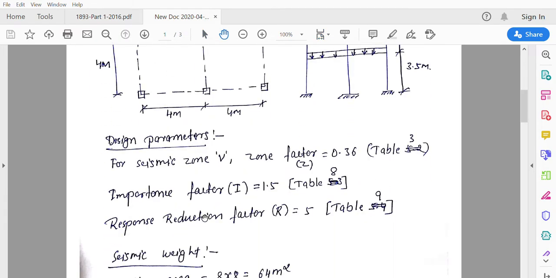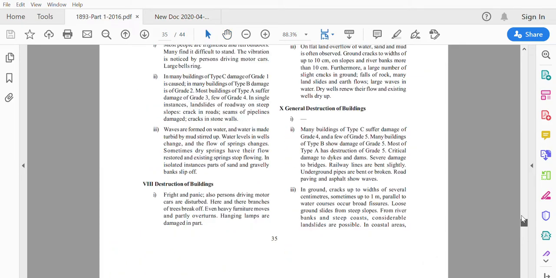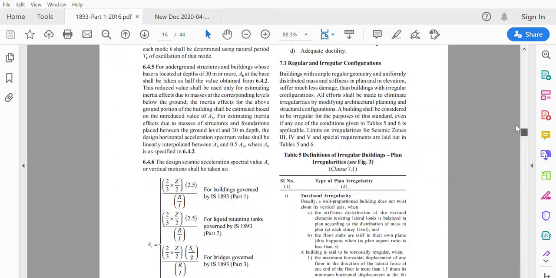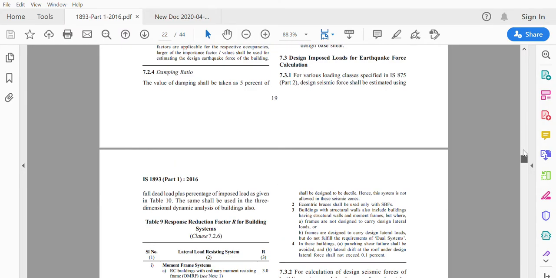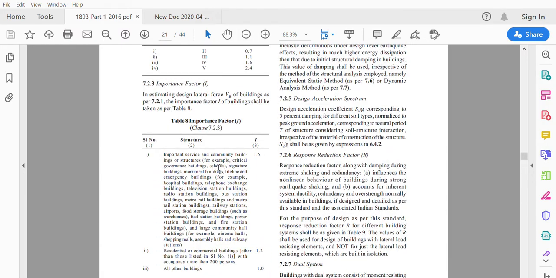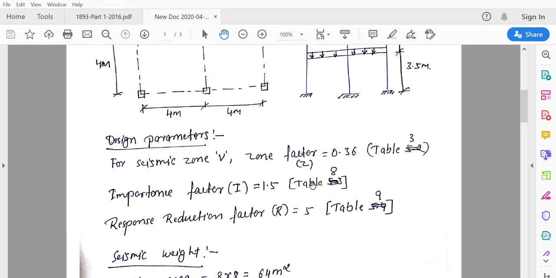Then for the importance factor, you should refer to Table number 8, page number 19. So this is the importance factor. The type of building is given as a school building. For school buildings, hospital buildings, government buildings, and some other important types of buildings, the I value will be 1.5. So that's why we have taken the I value as 1.5.